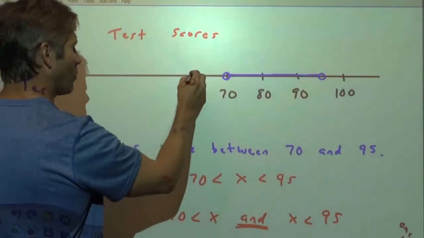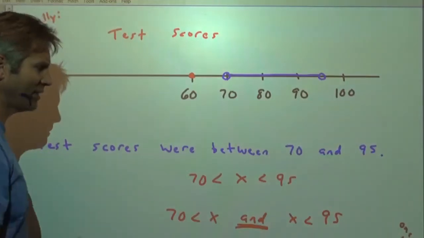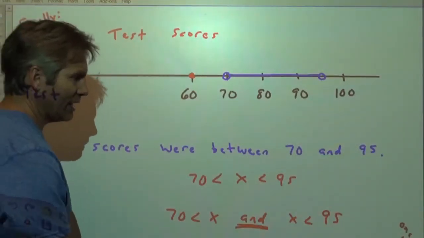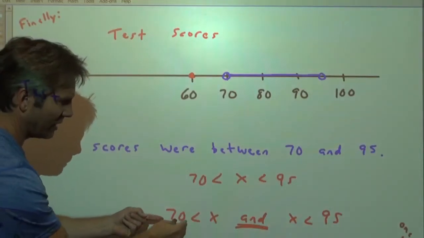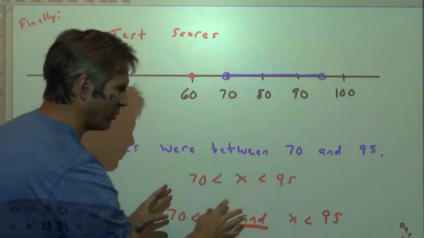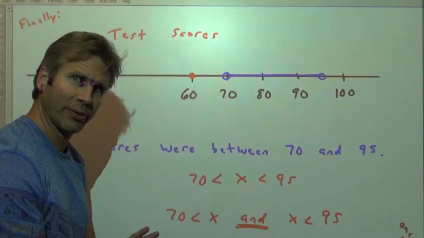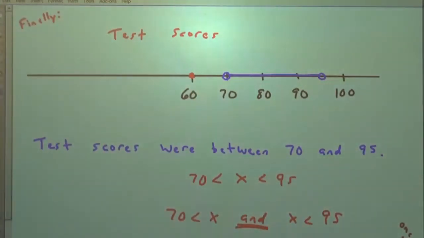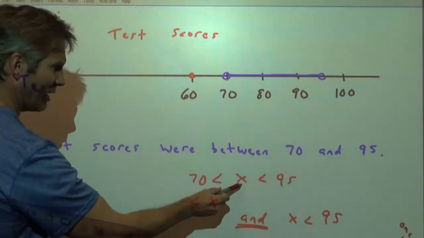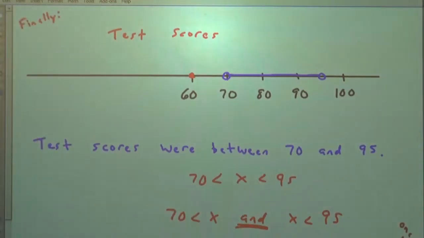We can't pick a score. We know there was no score like 60 because even though 60 is less than 95, it's not true that 70 is less than 60. So both statements have to be true. It's called a compound inequality, and it can be written in just one big statement like that. So this implies that the test scores are between 70 and 95.